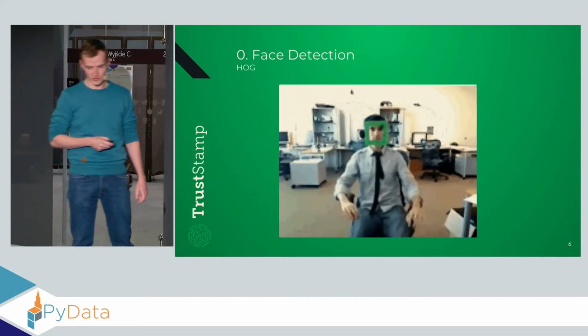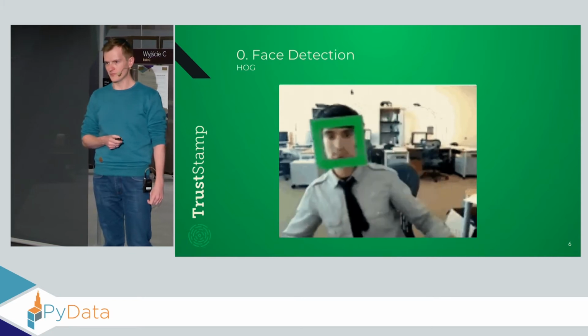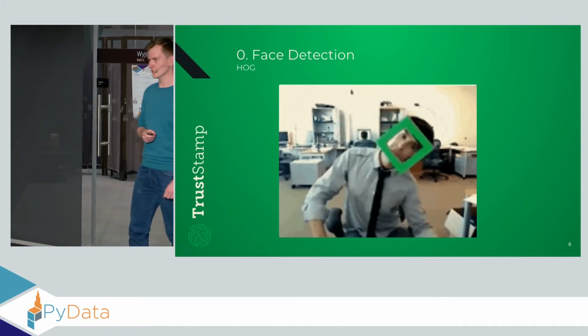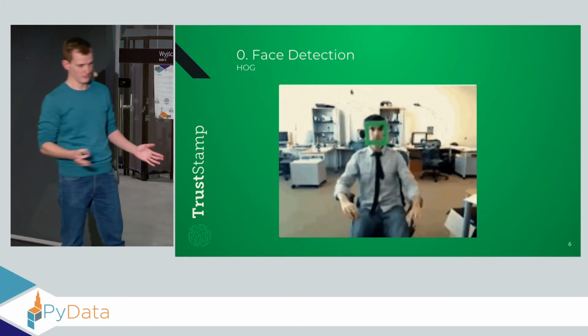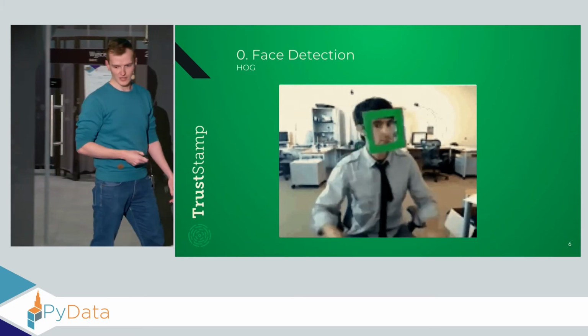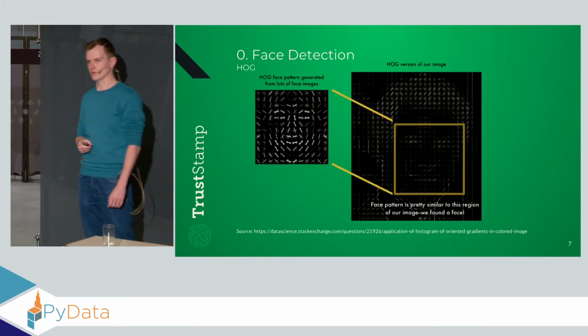So first of all, face detection. Histogram of oriented gradients is one of the methods. We have others, like Haar cascades, and probably even thousands more methods of detecting faces. So how does histogram of oriented gradients work?